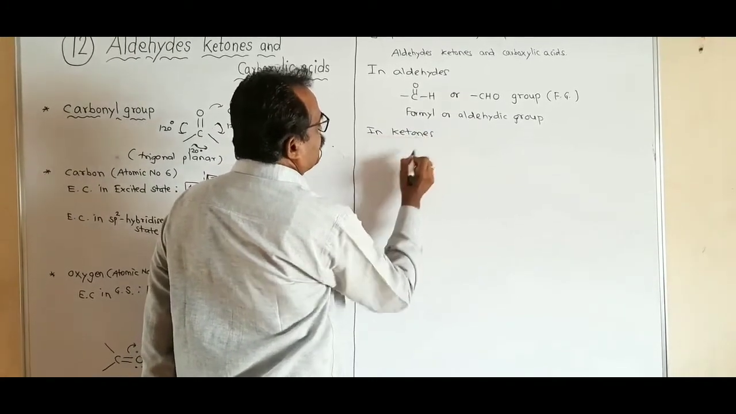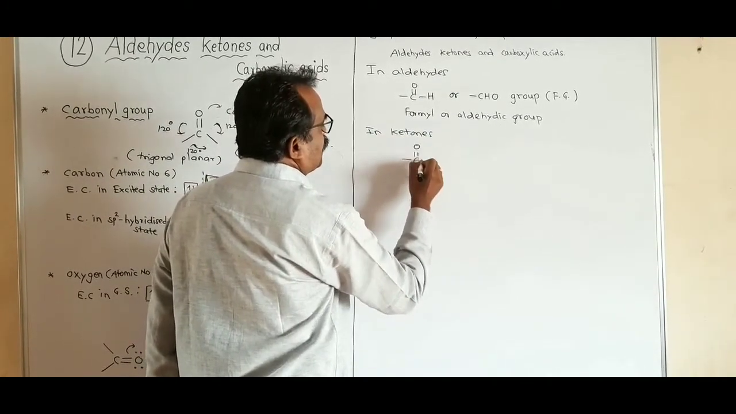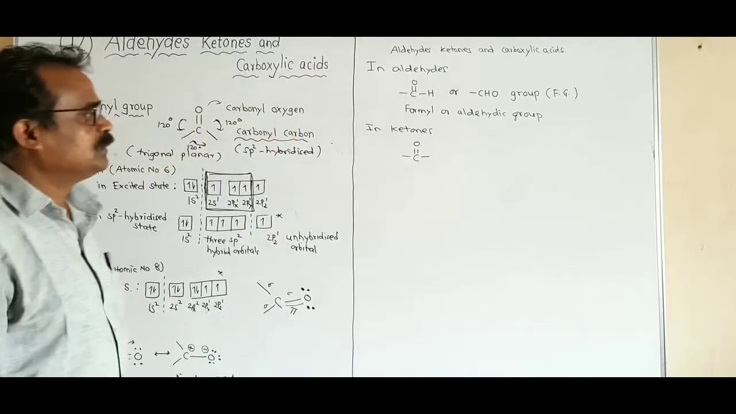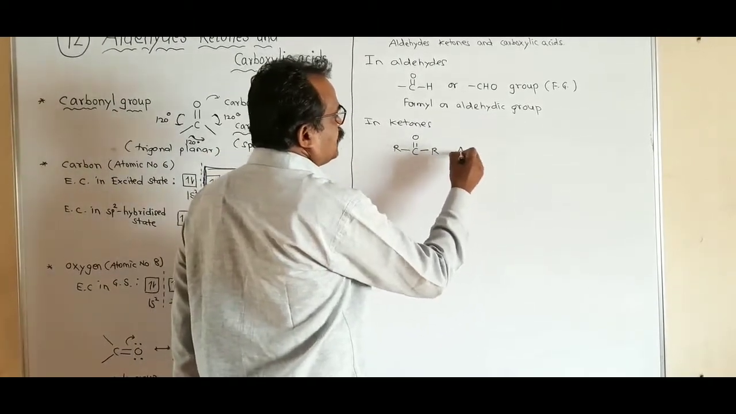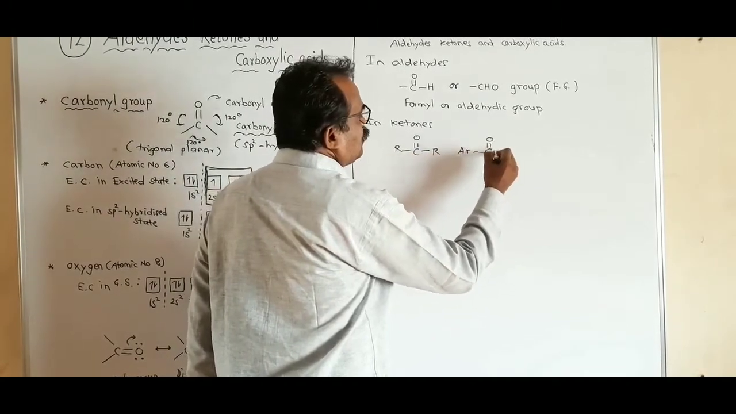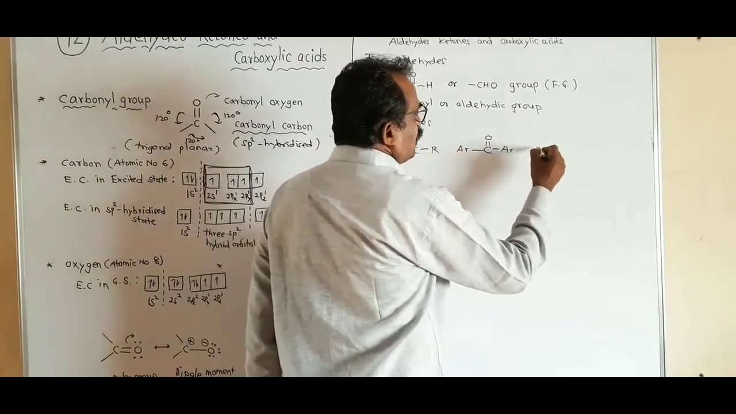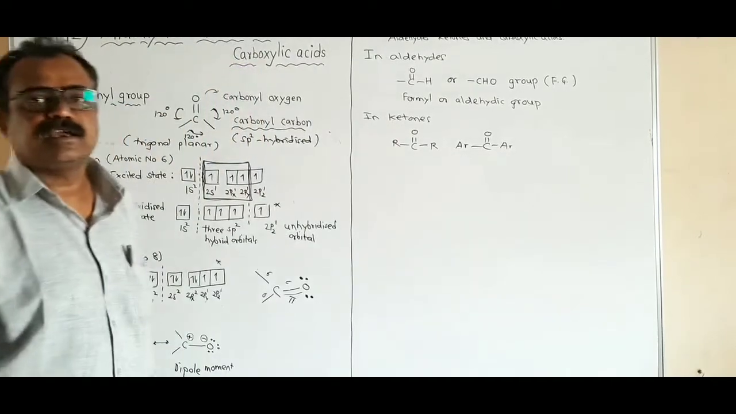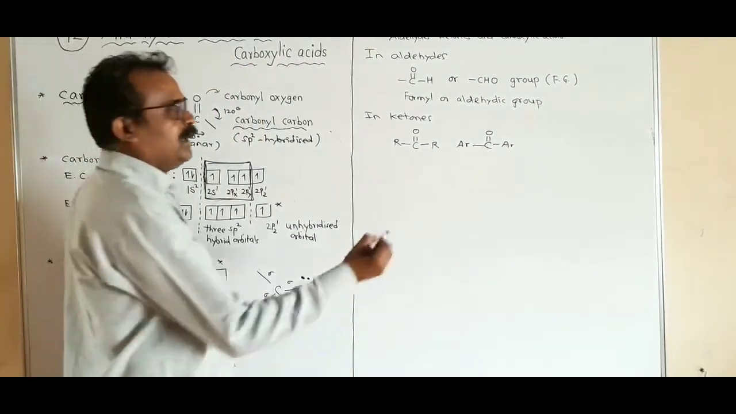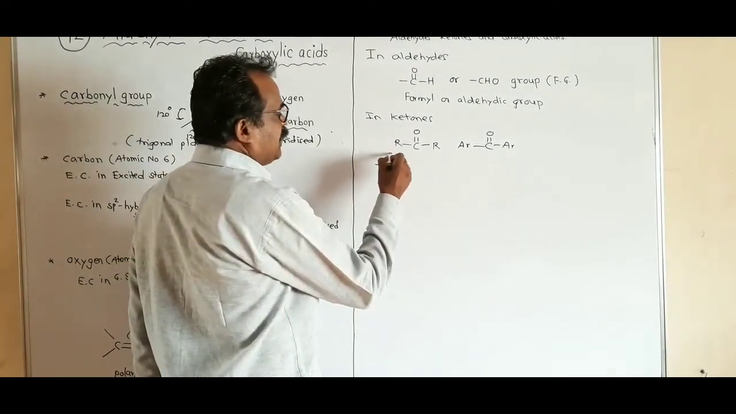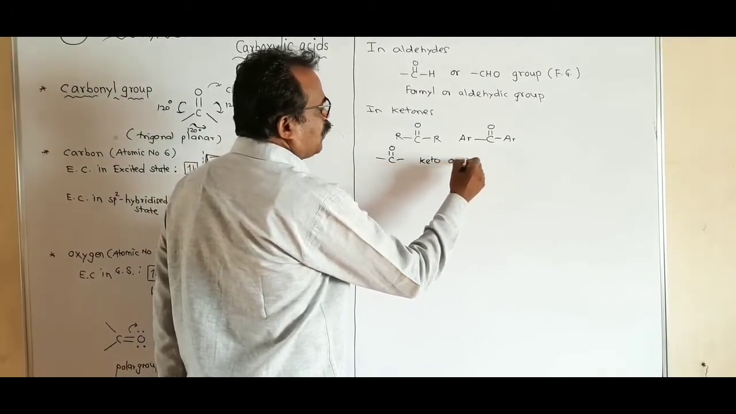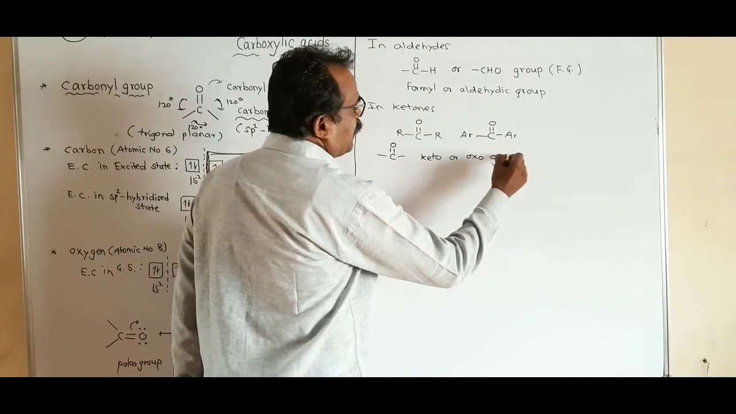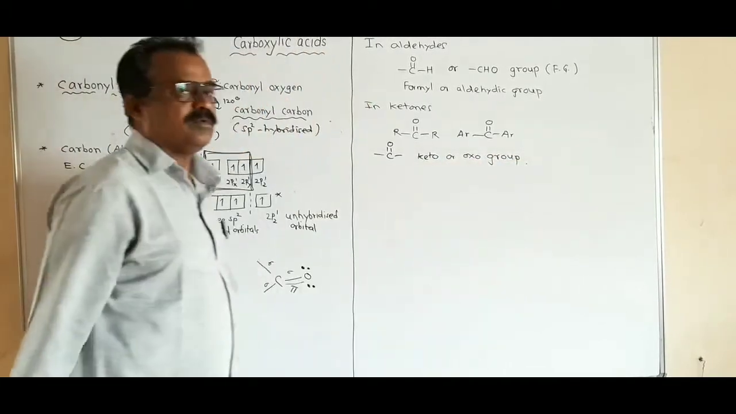While in ketones, the carbonyl carbon in the carbonyl group is attached to either 2 alkyl groups or 2 aryl groups, which may be identical or different, and hence ketones contain the CO group, called the keto or oxo group, as a functional group.